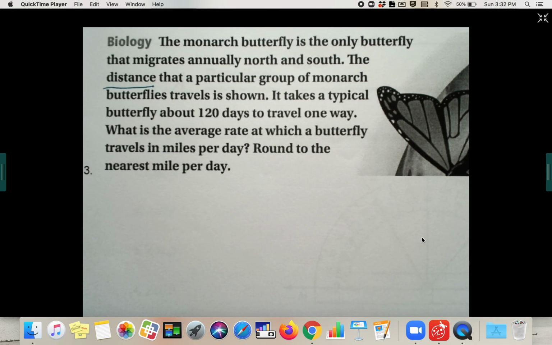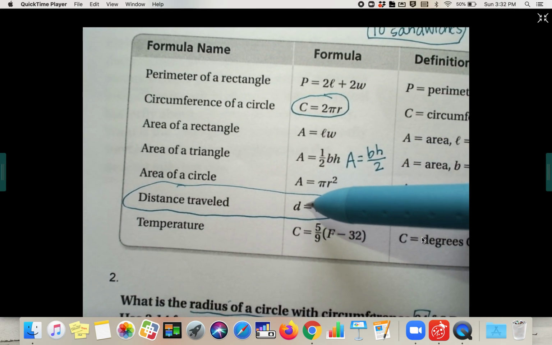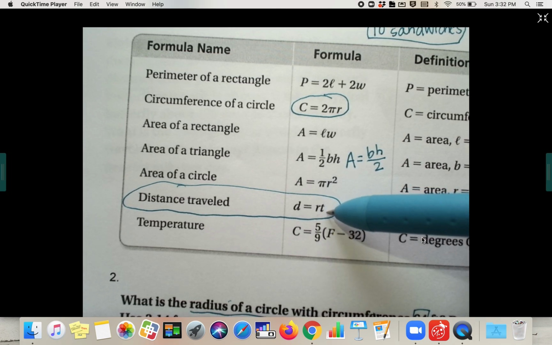It actually isn't shown, but that's okay because it says it takes a typical butterfly 128 days to travel one way. What is the average rate at which a butterfly travels per day, rounded to the nearest mile per day? Okay, since we're talking distance, we are going to use this formula. The distance equals the rate times the time.